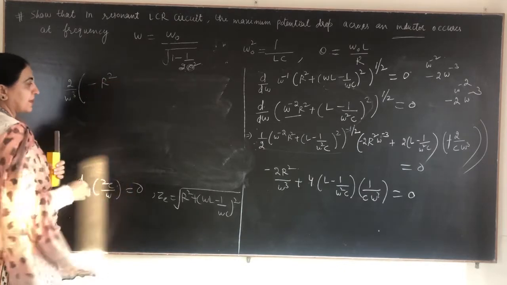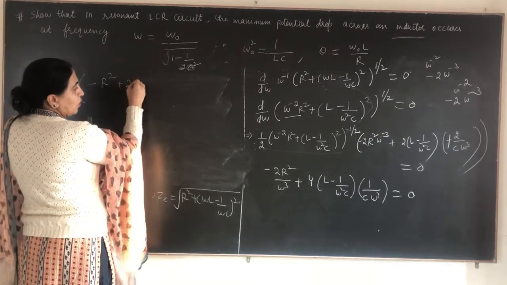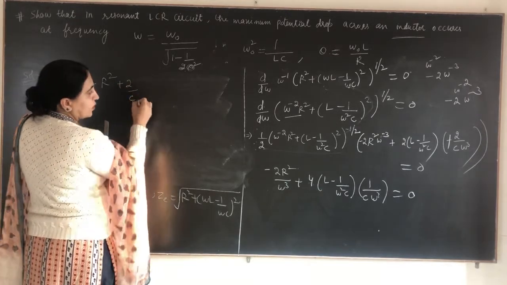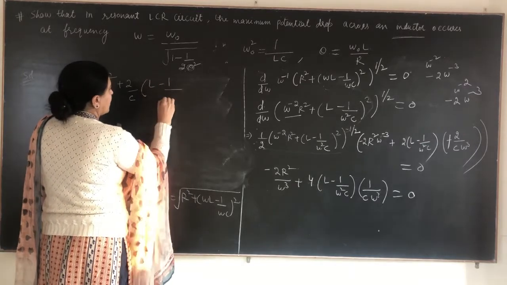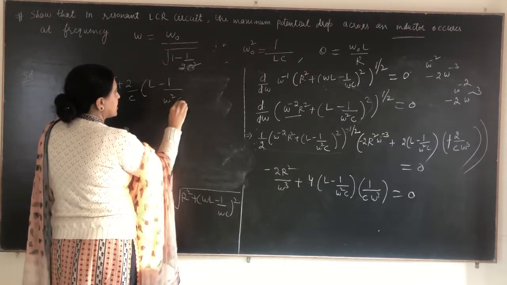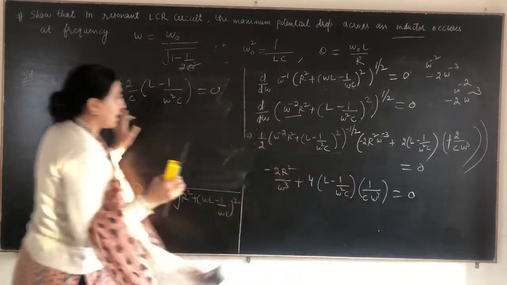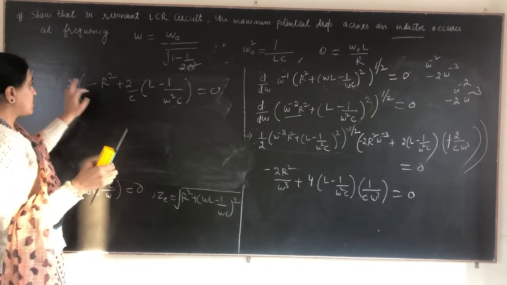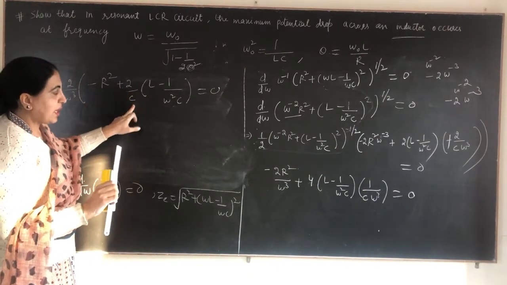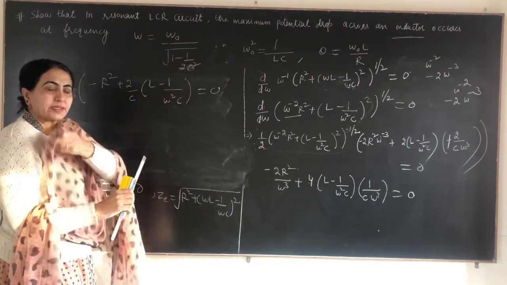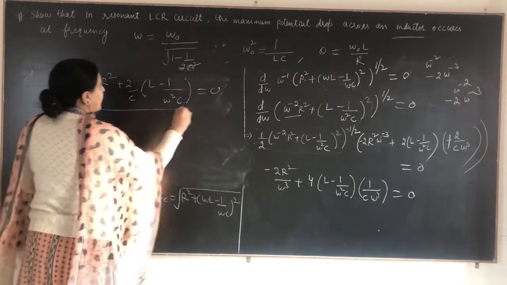Minus r square and plus 2 over C, only 2 over C into L minus 1 over omega square C. This will be equal to 0 because this omega cube is common here. 2 is common, so minus r square plus 2 only over C, L minus 1 over omega square C, that is equal to 0. So now this term will be equal to 0.